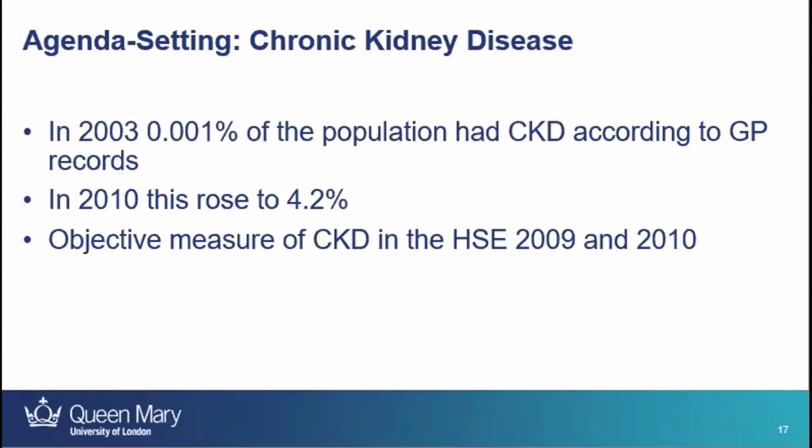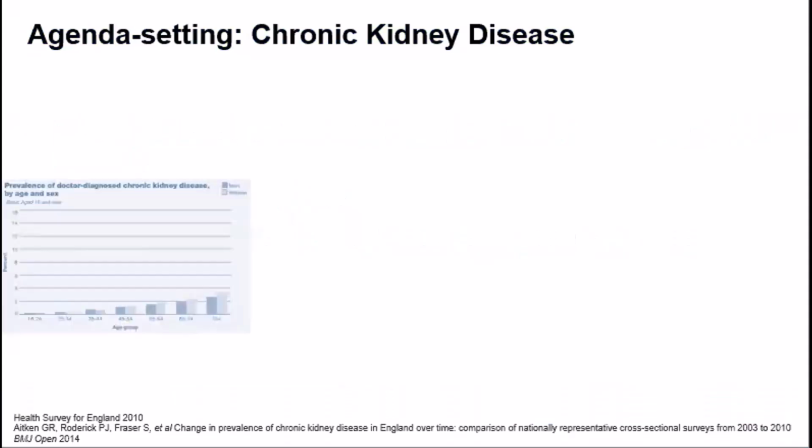And they did that using serum creatinine in the blood sample and albumin to creatinine ratio in the urine samples. So they had this objective measurement of CKD in the Health Survey for England in 2009 and 2010. And this is what they found. So this graph here is showing you the prevalence of doctor-diagnosed chronic kidney disease by age and sex. So this is when people were asked, do you have a diagnosis of chronic kidney disease? And what you can see is this is very small numbers, and we go up to kind of less than 4% of people in this age group, 75 plus age group.